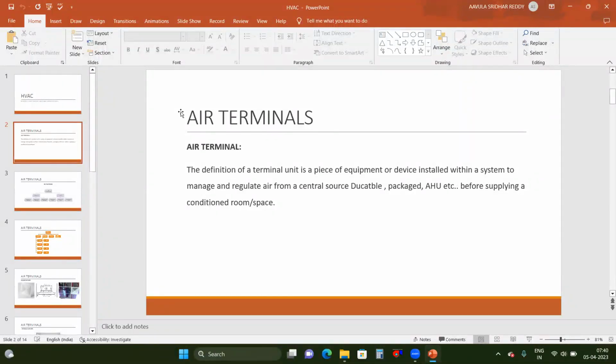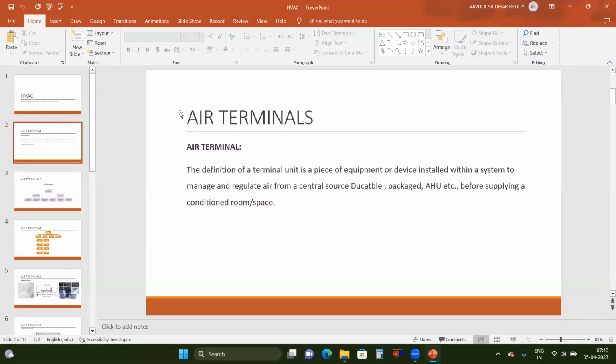For example, if you select a split AC, generally it is a small unit that we will hang on the wall. We have to install a single piece for each room. But if you go for a central source, like the ductable unit or package unit, that AC will cater to a number of rooms, not only one room. It will cater to 10 rooms, 5 rooms, 3 rooms, depending upon the capacity of the unit.